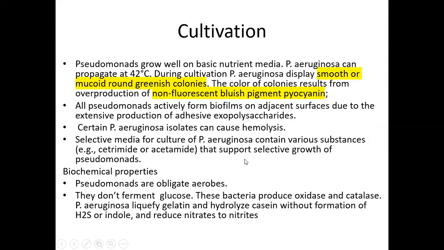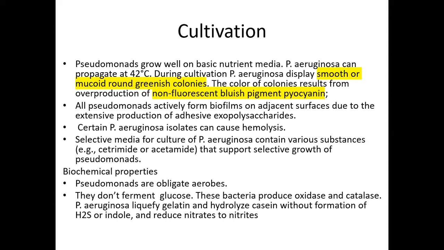Pseudomonas grow well on basic nutrient media. Pseudomonas aeruginosa can propagate at 42 degrees. During cultivation, Pseudomonas aeruginosa displays smooth or mucoid, round greenish colonies. Greenish, because Pseudomonas aeruginosa has a special pigment. The color of colonies results from overproduction of the fluorescent bluish pigment pyocyanin.